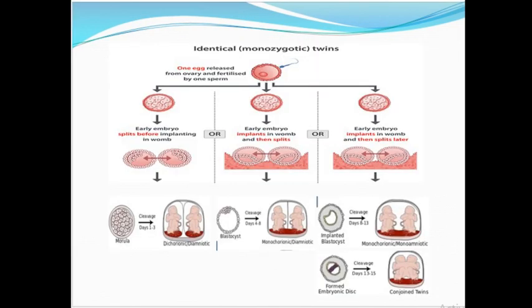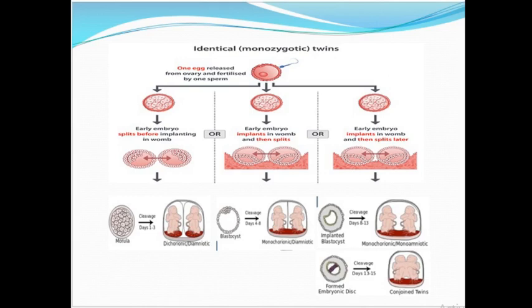Now, this is exactly what I'm talking about. When one egg is released from the ovary and fertilized by one sperm, three main occurrences may take place, on the left, the middle, and the right. On the left one, we are still in the morula stage, and so the early embryo will split before implanting into the uterus, and this will usually take place between day one and day three of fertilization.